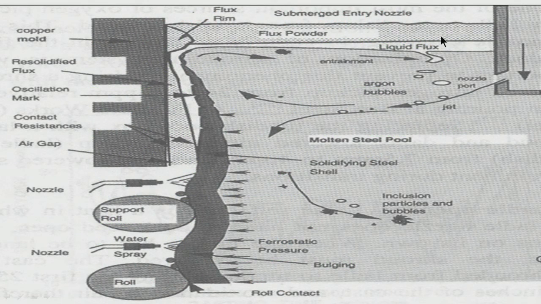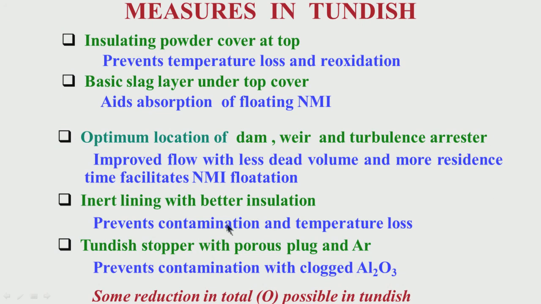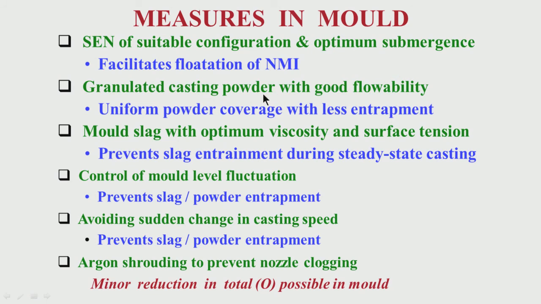You see, this is a flux powder, it should be uniform, because this also determines heat transfer to a certain extent. If the powder coverage is not uniform on the top of the liquid slag, somewhere it is less, somewhere it is more, then the heat transfer gets different. From one point to another there is a difference in heat transfer, which is not desirable. So, the powder characteristic is important. So, granulated casting powder with good flowability is very important. We do not want entrapment, we want uniform powder coverage.